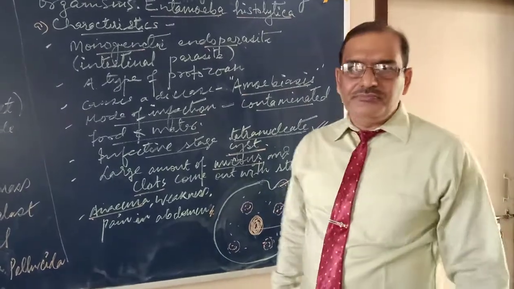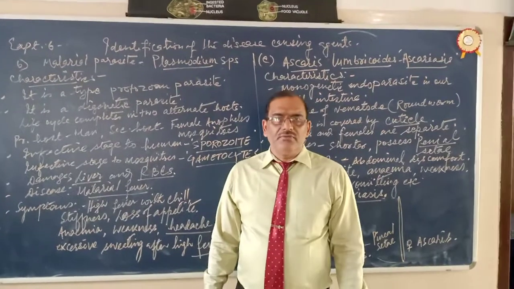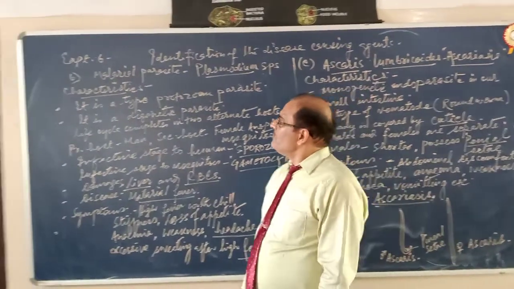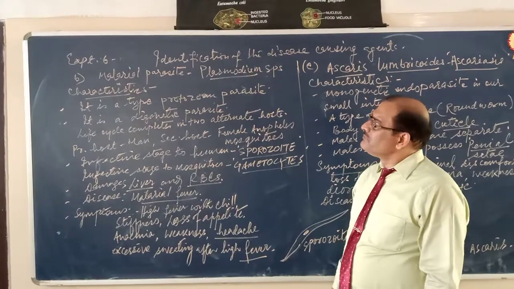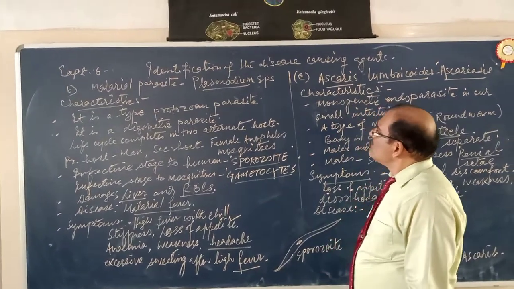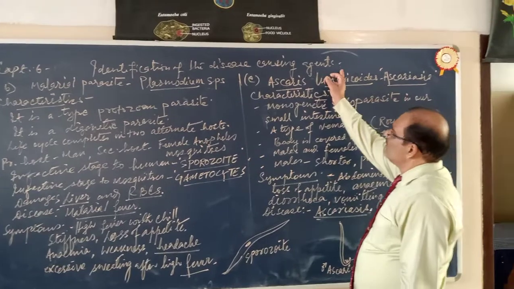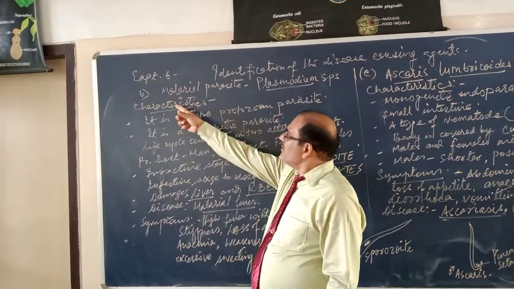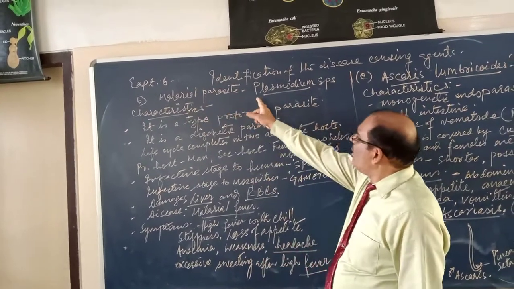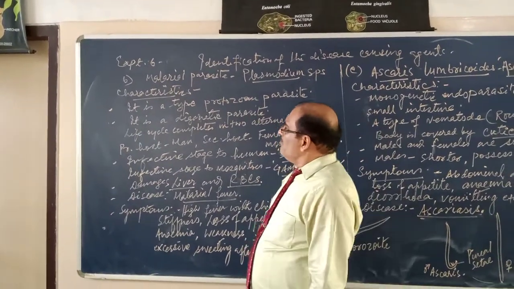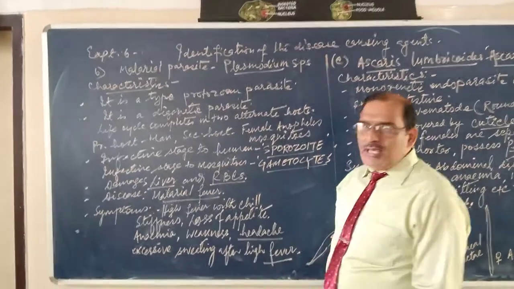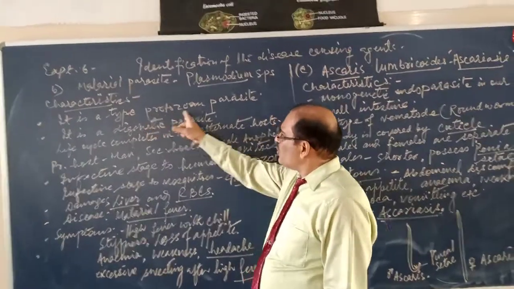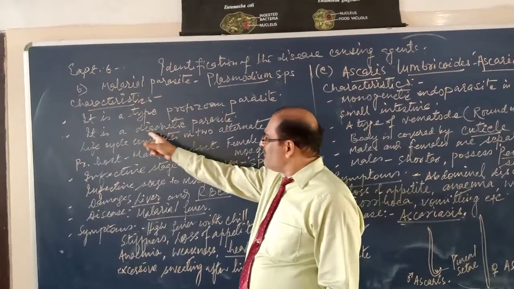Now let me come to the students. Let me discuss experiment number 6, identification of the disease causing agents. In 6th we are going to discuss B, malarial parasite or Plasmodium. Malarial parasite or Plasmodium is a kind of endoparasite. It belongs to protozoa. It is a digenetic parasite.